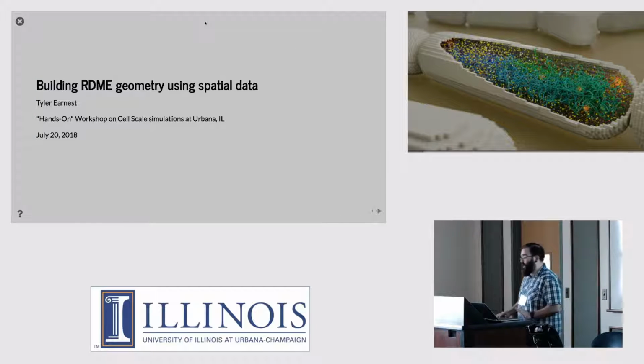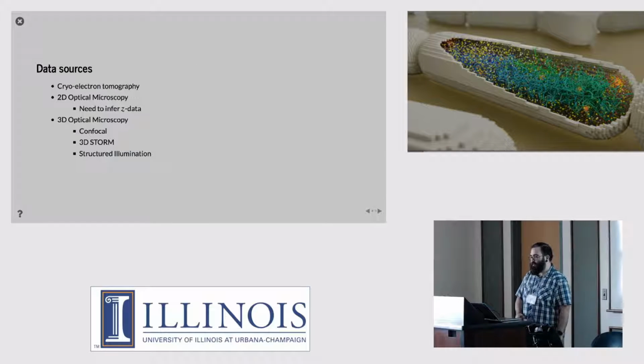So now I'm going to talk about how we can actually take real data and build a cell scale model of it. Your typical data sources for three-dimensional imaging are going to come from cryo-electron tomography. You can get stuff from 2D microscopy as well, but you have to use a little bit of imagination to figure out what's going on in the Z direction.